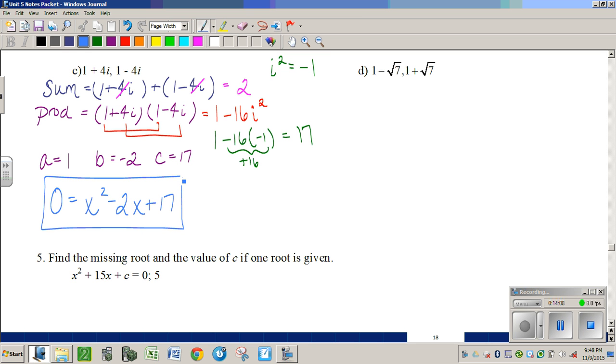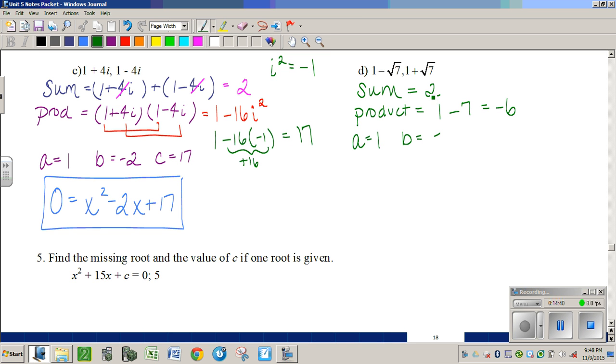Beautiful. Okay. And D. Oh look, we have another set of conjugate pairs here. So when I add them together, the radical 7s would cancel, so our sum is 2. And let's take a look at the product. Since they are conjugates, we only have to multiply the first terms and the last terms, so we're looking at 1 minus 7, which is going to give us a negative 6. Nice integer values. We can assume that the a value is 1.